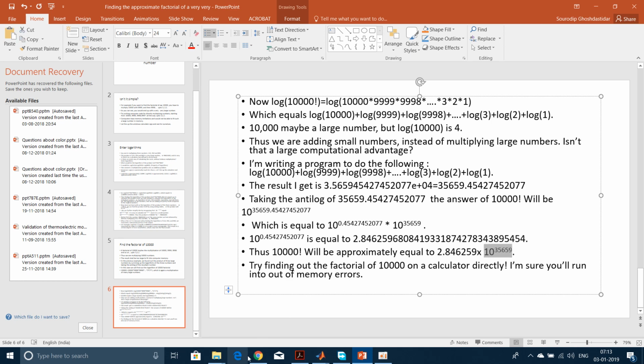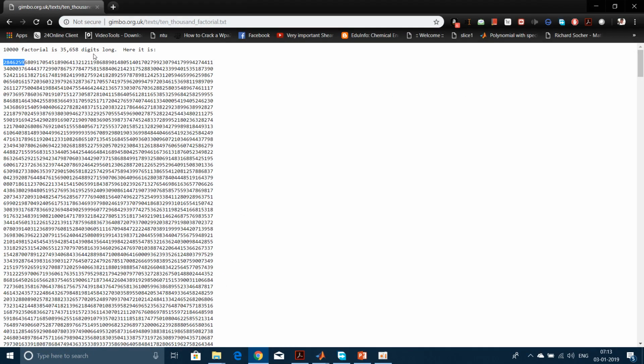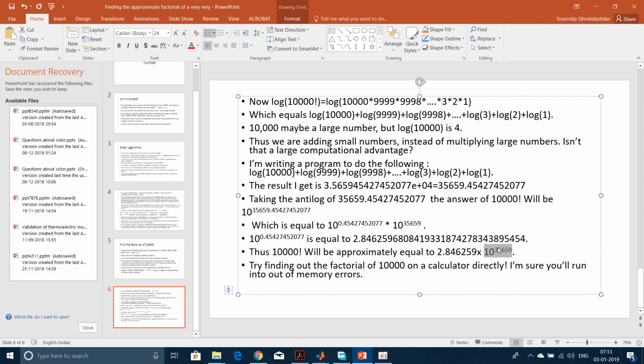So it says 35,658 digits long. We have 35,659. That's because an extra, obviously, an extra digit is added. I don't know why.